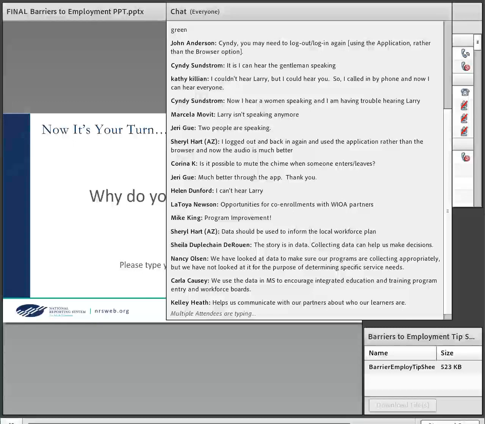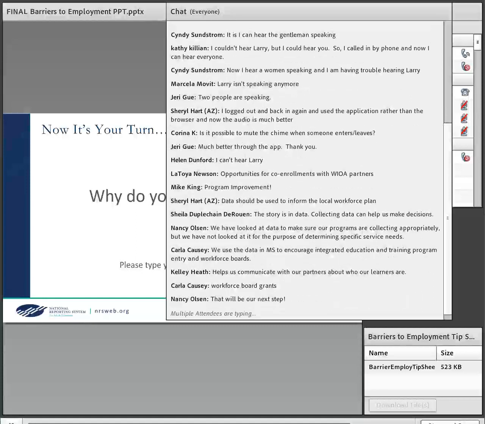We use the data in the data management system in Mississippi to encourage integrated education and training program entry and workforce boards. It also helps communication with partners about who the learners are. Great, that's very critical. And using it for workforce board grants.